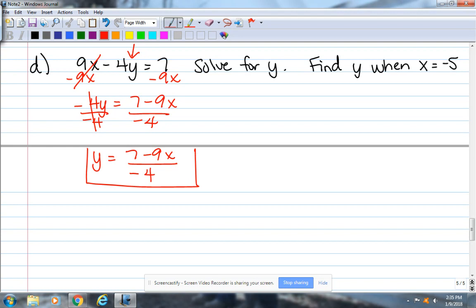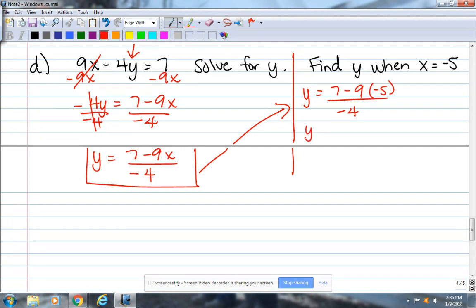All right, so then I have to find y when x equals negative 5. So how do we do that? Negative 5 in for x. So y equals 7 minus 9 times negative 5 divided by negative 4. So I just plug from there, I just put in my negative 5. So then I'm going to multiply that. So what is negative 9 times negative 5? Positive 45. And what is 7 plus 45? 52, isn't it? And I divide by negative 4.